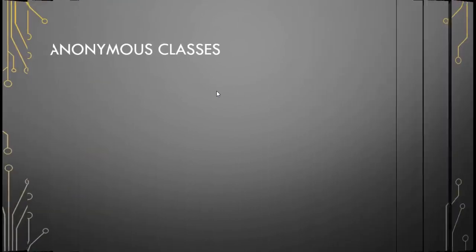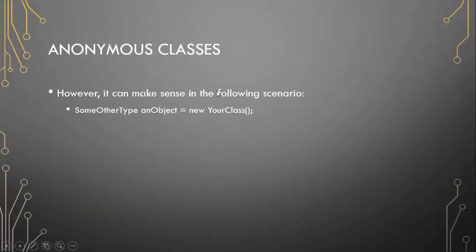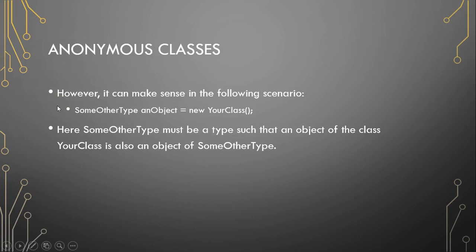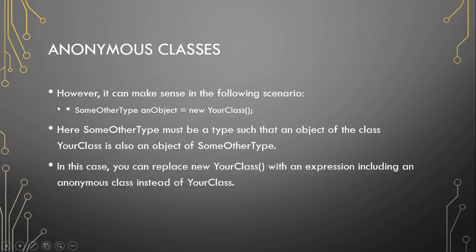But when I look at the second example here, the difference between the one and this one is you'll notice that even though it says new YourClass, SomeOtherType is not a YourClass. And in this example, SomeOtherType must be a type such that an object of the class YourClass is also an object of SomeOtherType. In this case, you'll replace new YourClass with an expression including an anonymous class instead of obviously YourClass.